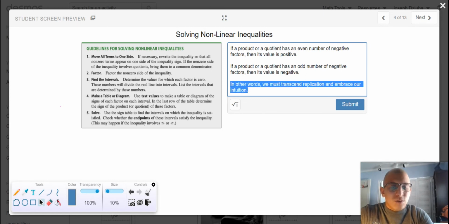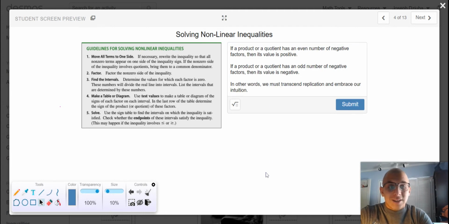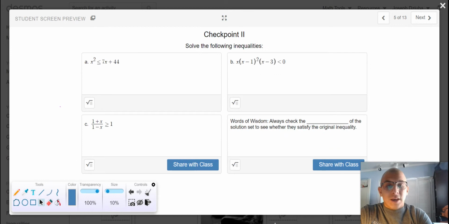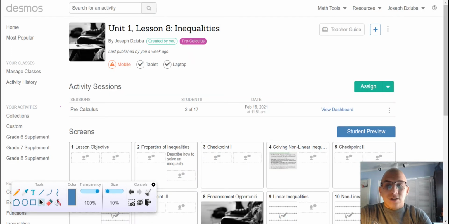So in other words, we're going to go beyond just replicating processes and embrace our intuition, tease out what is explicitly happening, and therefore we wind up making the right decision.